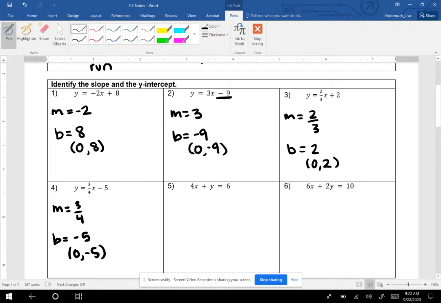For problem number 5, we have 4x plus y equals 6. This is not in slope-intercept form. So in order to be able to identify the slope and y-intercept, we first have to rearrange it. To get this in slope-intercept form, we need to isolate the y. So I'm going to move the 4x by subtracting 4x from each side. This gives me y equals, I'm going to put the negative 4x first, and then the plus 6. Now I can identify my slope, which is the negative 4, and my y-intercept, which is 6.